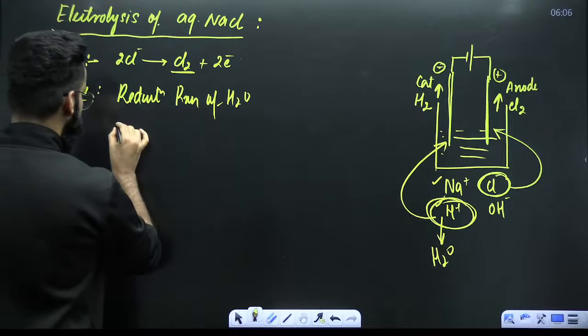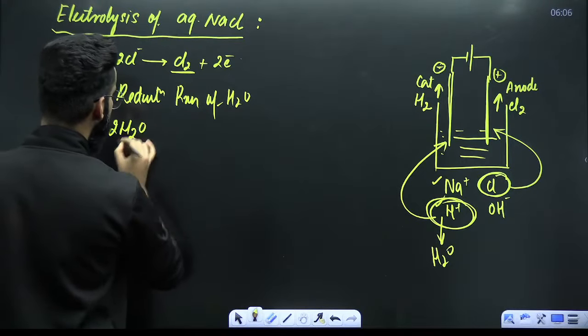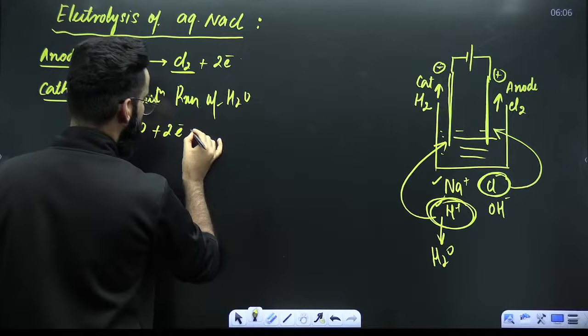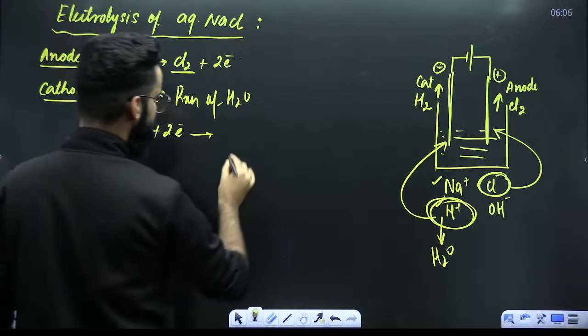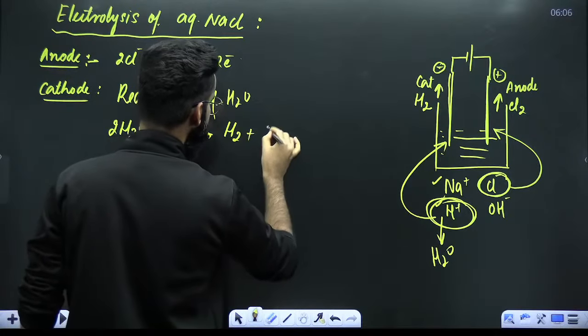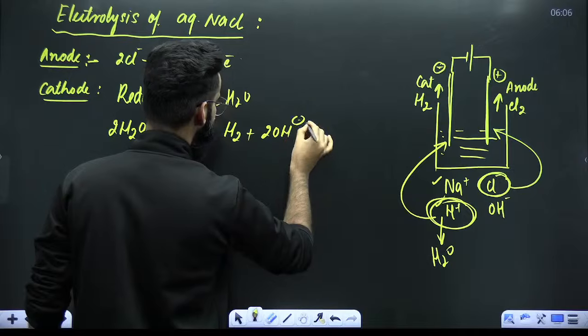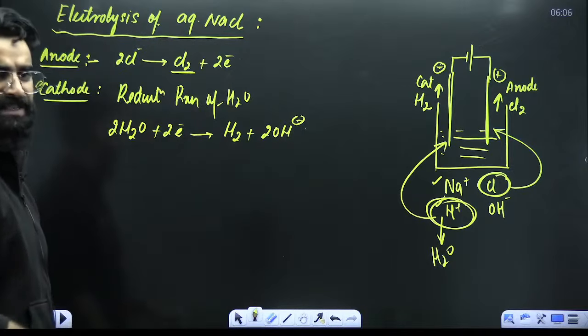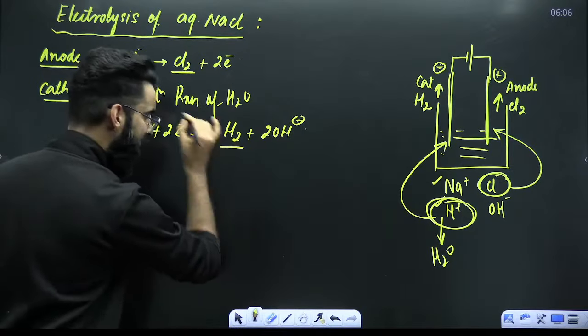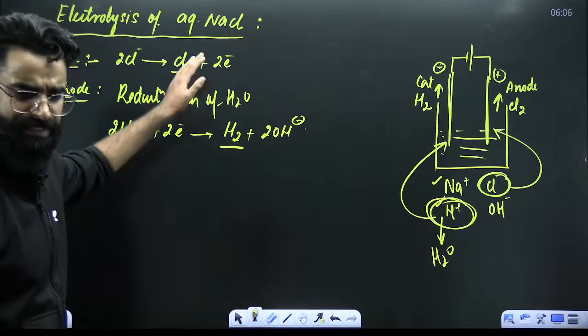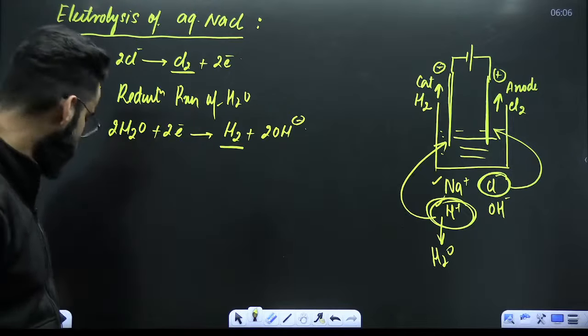So the reaction has to be 2 times water plus 2 electrons gives H2 plus 2 times OH negative. This is the reduction reaction which is happening at the cathode, and it's your H2 gas which is being liberated at the cathode. So these are the two things which I want you guys to remember.